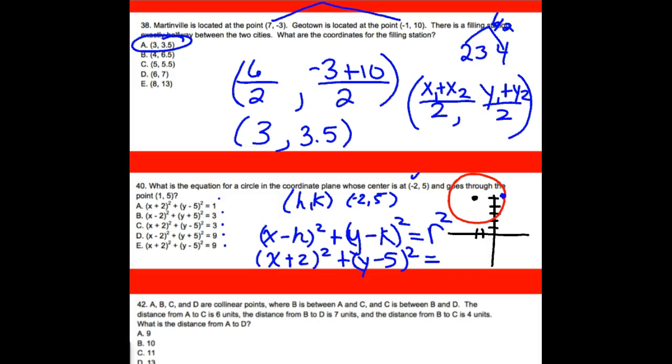If you drew a sketch, you can see it, because this was at negative 2, 5, and this is at 1, 5, which means this length here from negative 2 to positive 1 is 3. Well, what's wrong with this answer? And I go circle letter C, and I think I did it right. It's equal to the radius squared, so it has to be equal to 9. That gives me an answer of E.